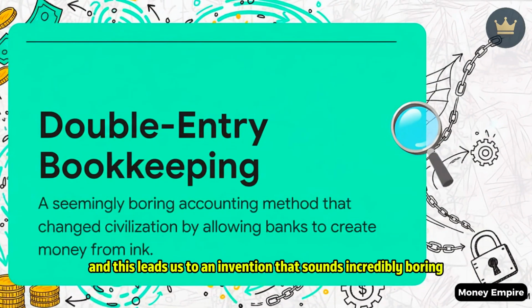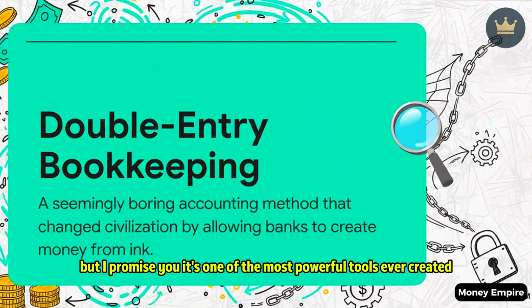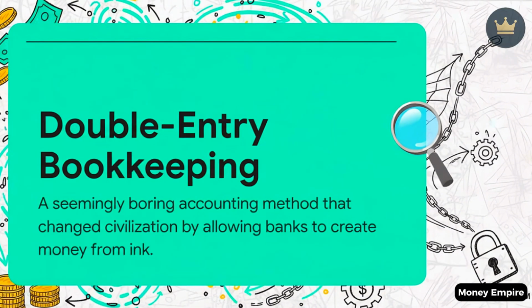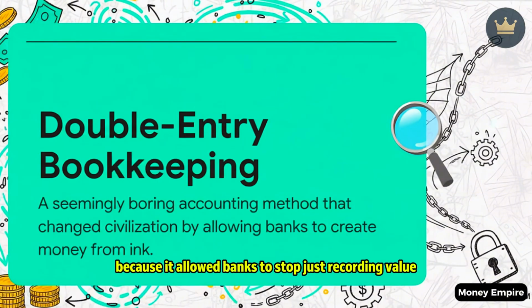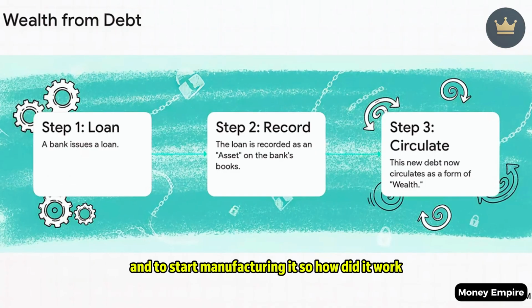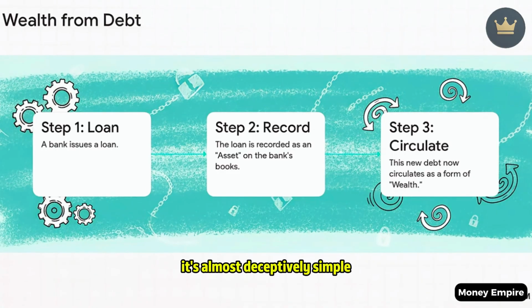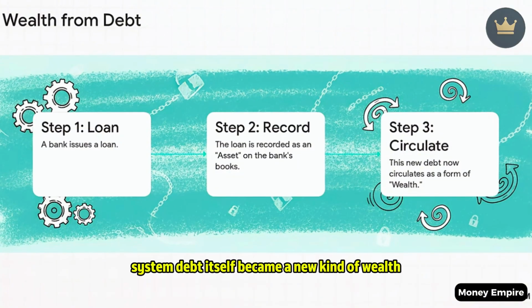And this leads us to an invention that sounds incredibly boring, but I promise you, it's one of the most powerful tools ever created: double entry bookkeeping. I know it sounds dull, but it was completely revolutionary because it allowed banks to stop just recording value and to start manufacturing it. So how did it work? It's almost deceptively simple. When a bank gives out a loan, that loan, which is somebody else's debt, gets recorded on the bank's books as an asset. Right there in that moment, with just a couple of pen strokes, new money just entered the system. Debt itself became a new kind of wealth. And that's the core of the whole modern illusion.